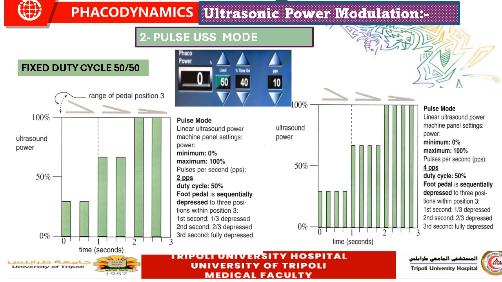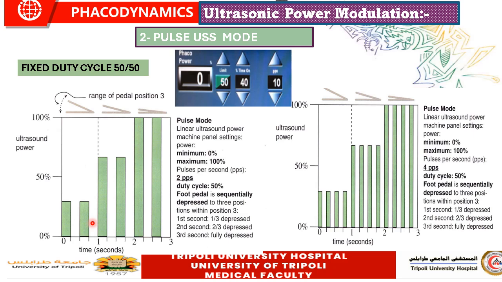The second mode of ultrasound delivery system came as a refinement of the continuous mode. The drawback of the continuous mode is the amount of heat delivery and heat production, because there is no rest interval between pulses. However, in the pulse mode, there are fixed resting intervals between the pulses. So this will give us a better cooling effect of the phaco needle.